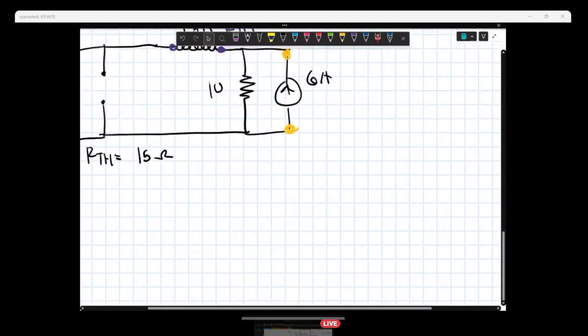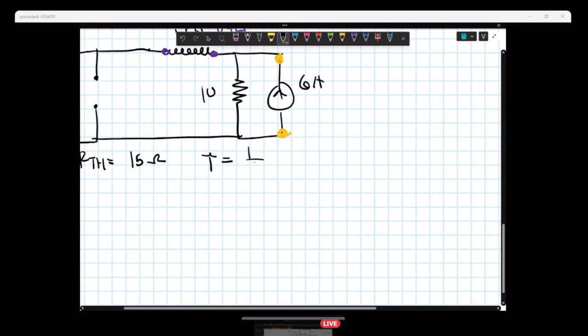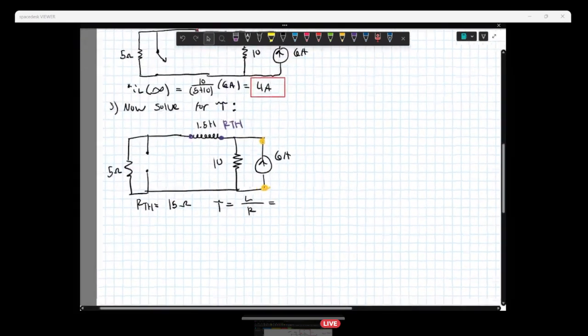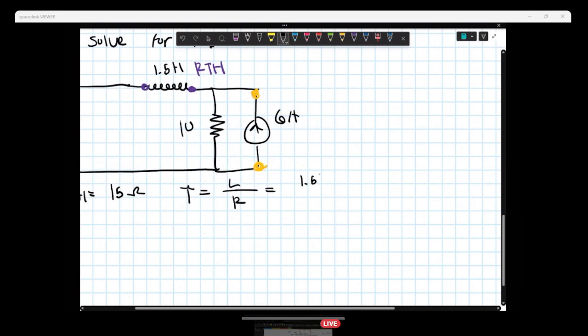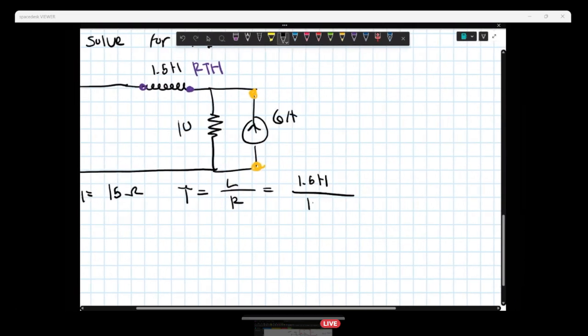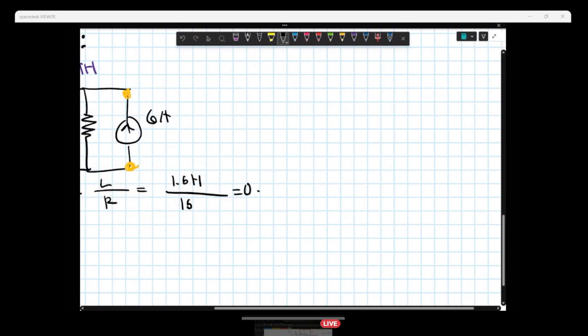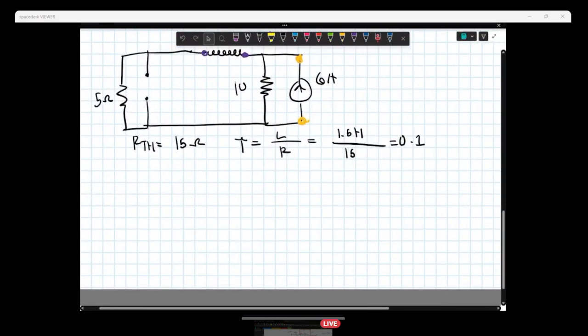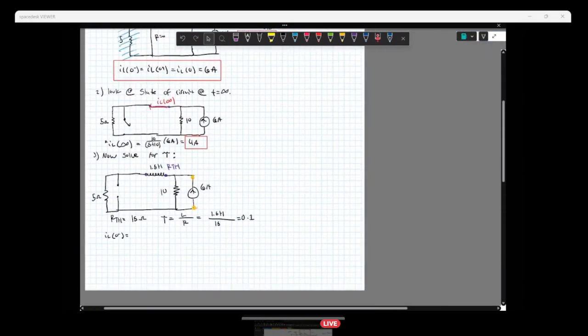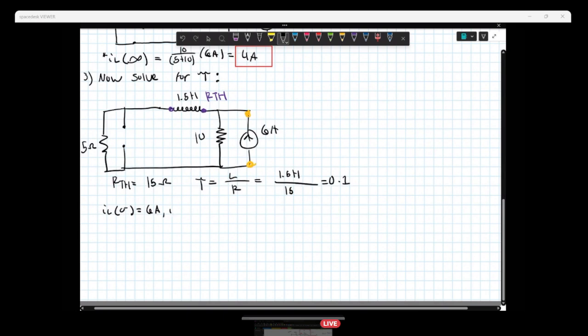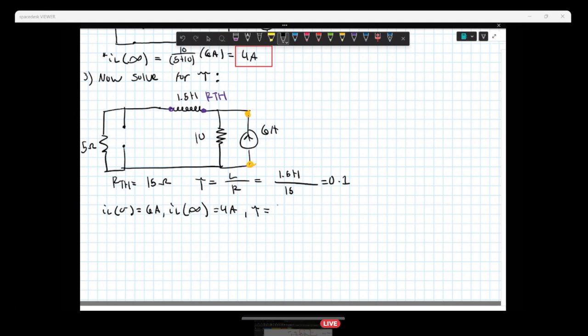So that means the tau would be, for our case, we have an LR circuit, so tau is L over R. L is 1.5, R is 15, so tau is 0.1. Now we've got everything. We know that I_L of 0 minus was equal to 6, I_L of infinity is equal to 4, and tau is equal to 0.1.